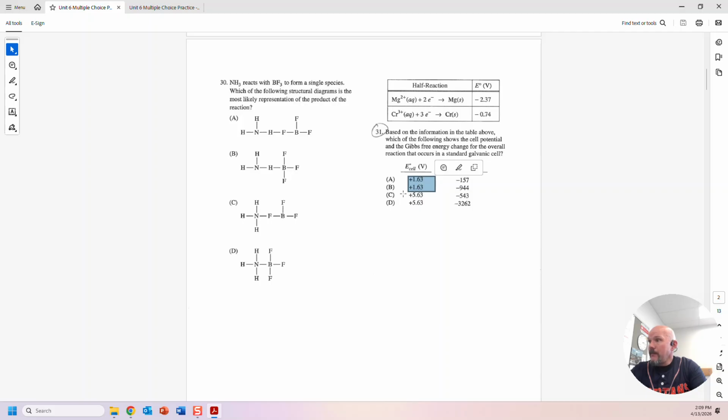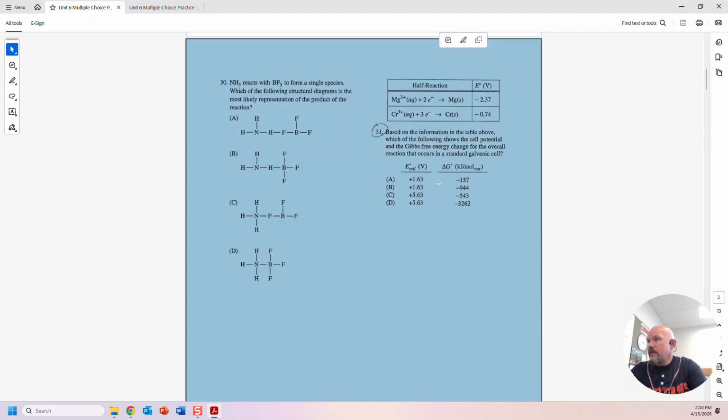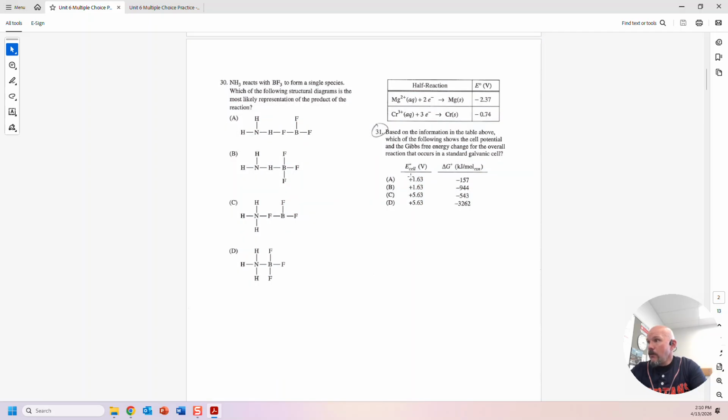So now we can eliminate C and D. So the question is, we know the right value of the cell potential, but how do we figure out the value of delta G? Okay. Well, if we weren't sure, we just went from a 25% chance of getting it right to a 50% chance of getting it right if we have to guess. Okay. But there's an equation.